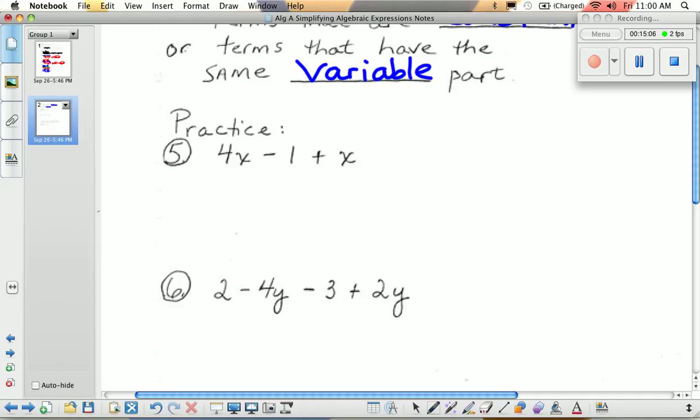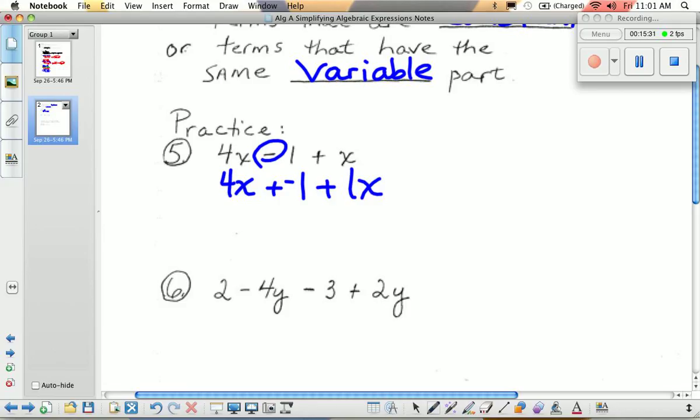Very first thing we're always going to do is change subtraction to add the opposite. So this is going to become 4x. Here's our subtraction sign right here. That's where we're going to make the change. So plus negative 1? Plus a negative 1. And what can we put in front of that other x? 1. A 1. Okay.